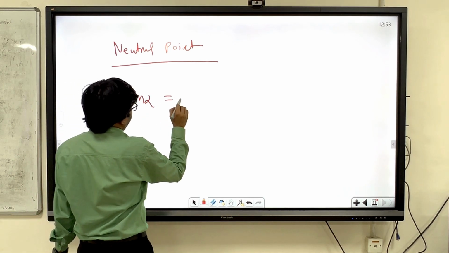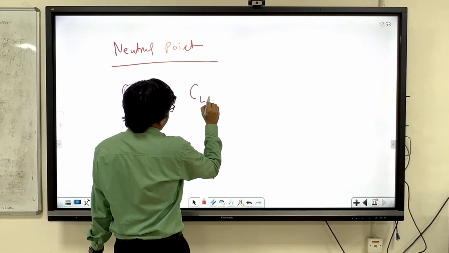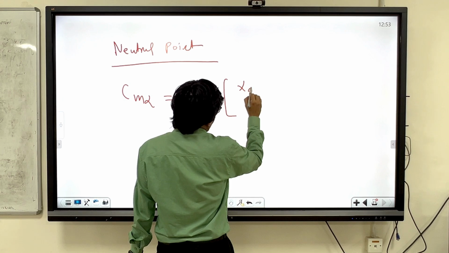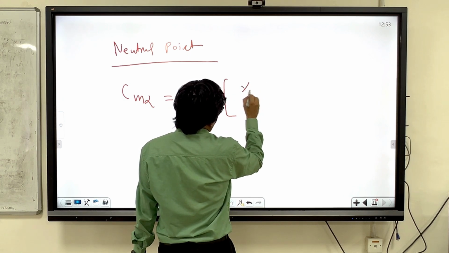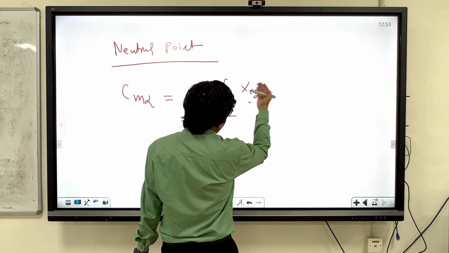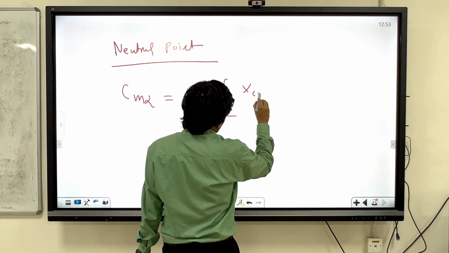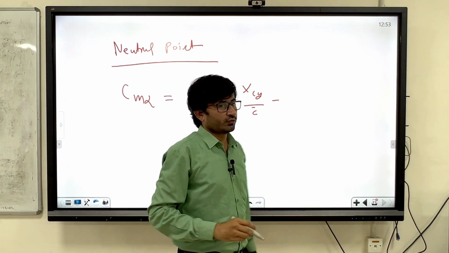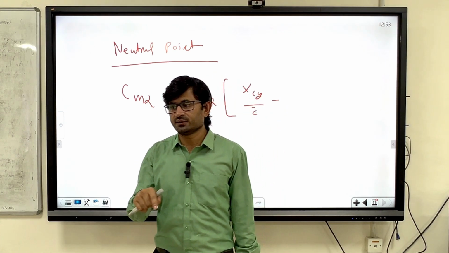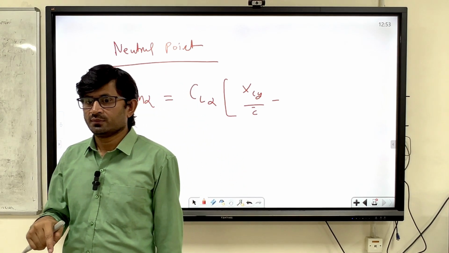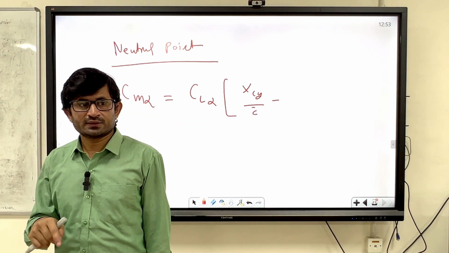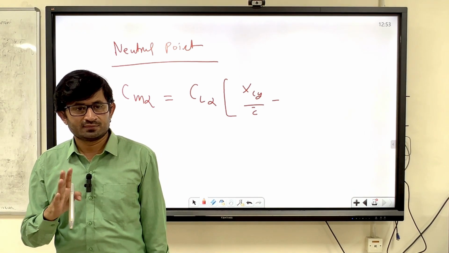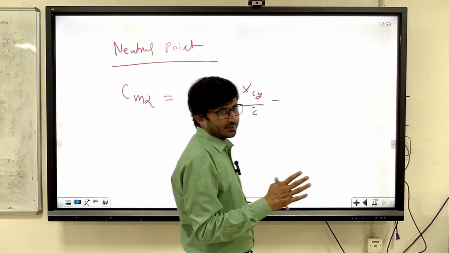Cm alpha is Cl alpha times xCg by c, or in another way you can define, neutral point is that Cg location where the aircraft becomes neutrally stable. Cm alpha is 0. Okay.